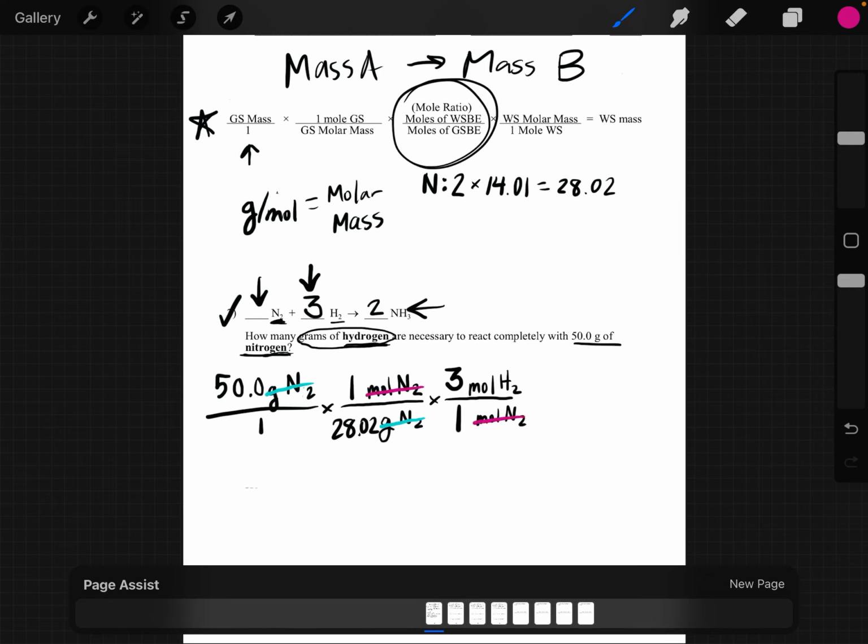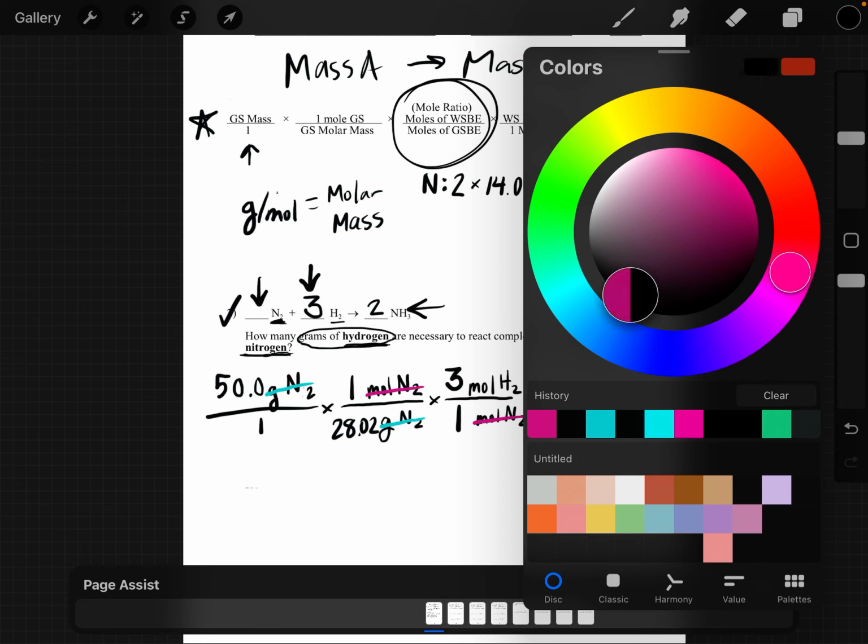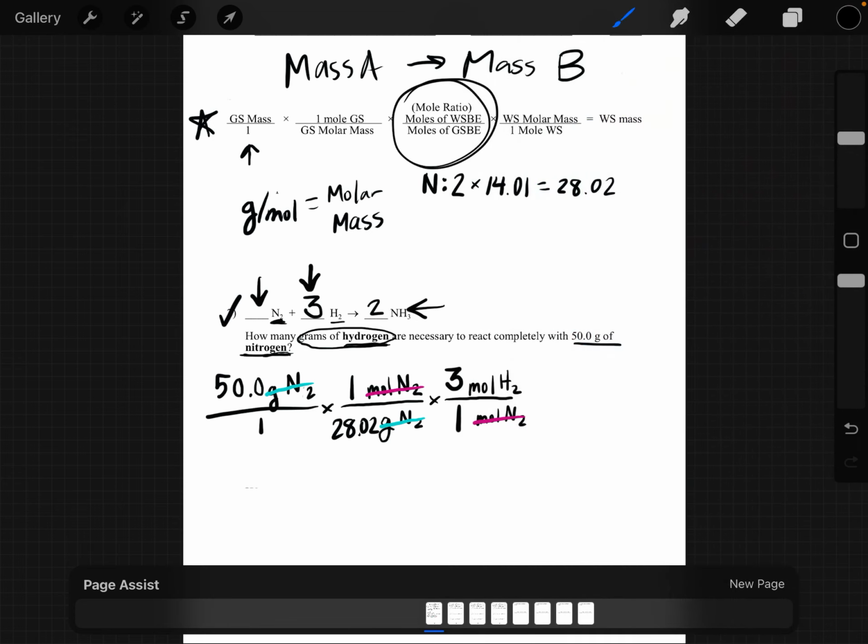And you should be seeing a diagonal pattern happening here. First we have that blue diagonal line, next we have that pink diagonal line. And that indicates to us that as long as we're using the right numbers, we're chilling. Okay, we're at moles of hydrogen now. That's the only unit that's left over. Is that where we want to be? No, it's not. We want to be at grams of hydrogen.